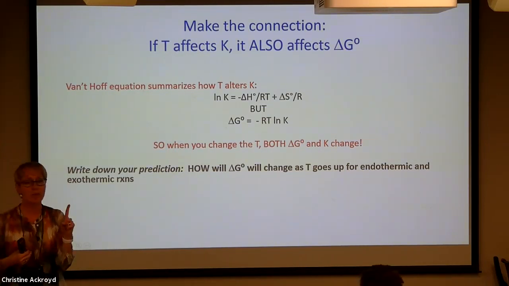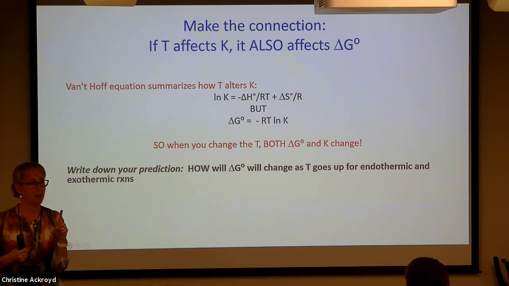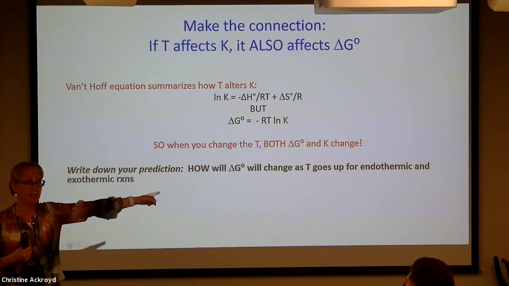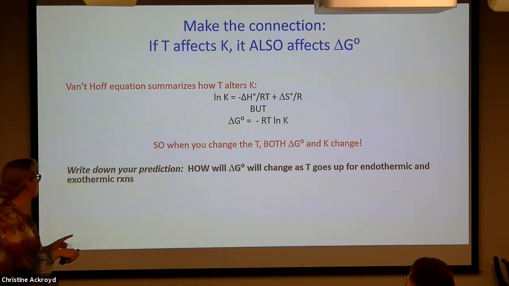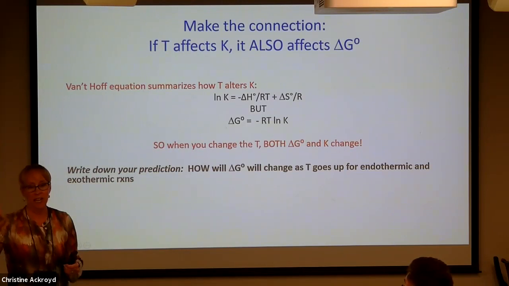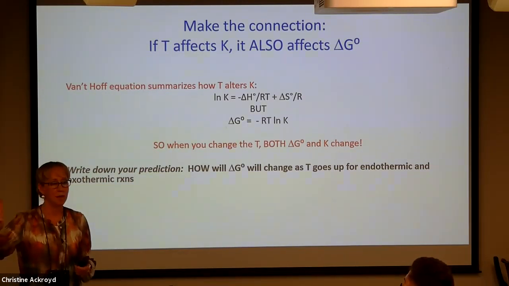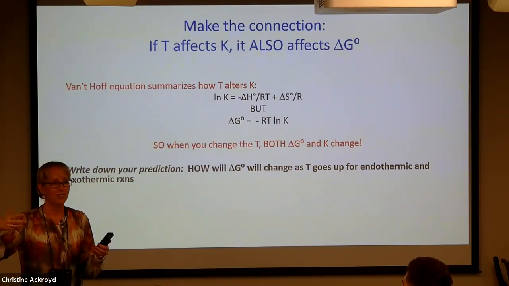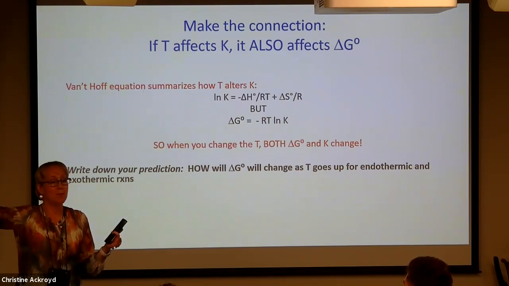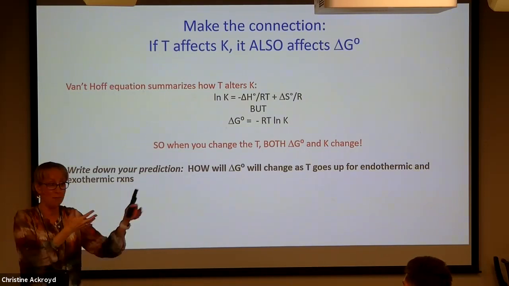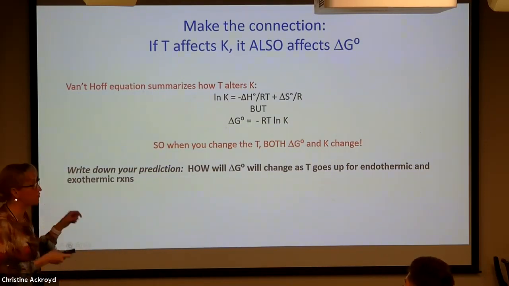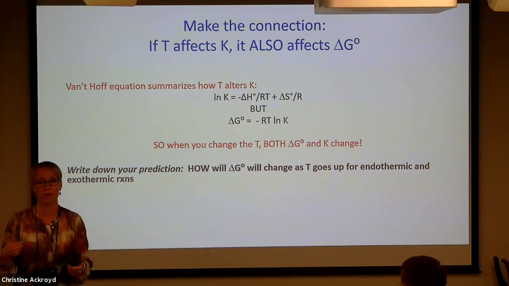So when K goes up, what happens to delta G naught? When K goes up, delta G naught becomes more negative. Right. Okay. So for an endothermic reaction, as temperature goes up, what happens to K? K goes up, so what happens to delta G? It becomes more negative, which means it could be positive and become less positive, or it can be negative and become more negative, right? Okay, for an exothermic reaction, track it through.